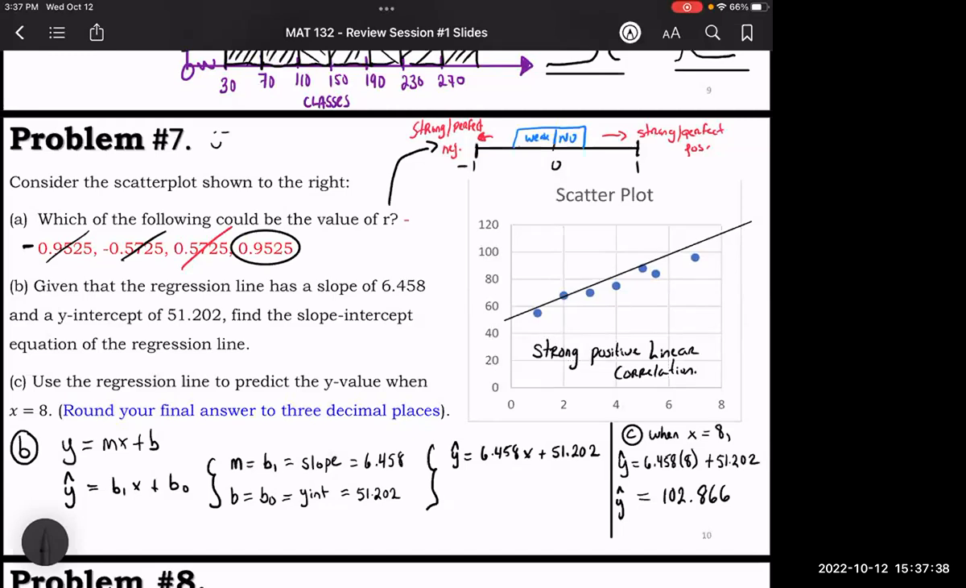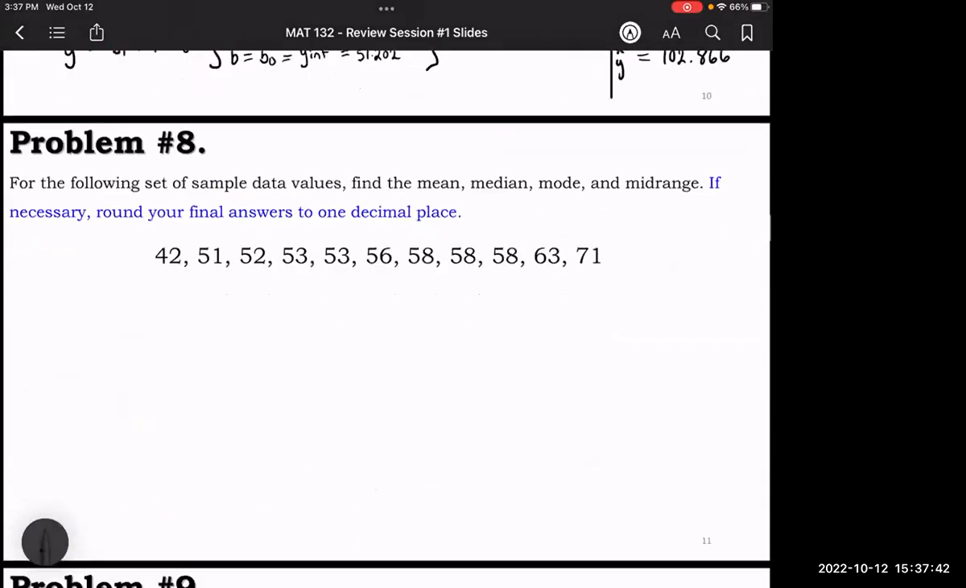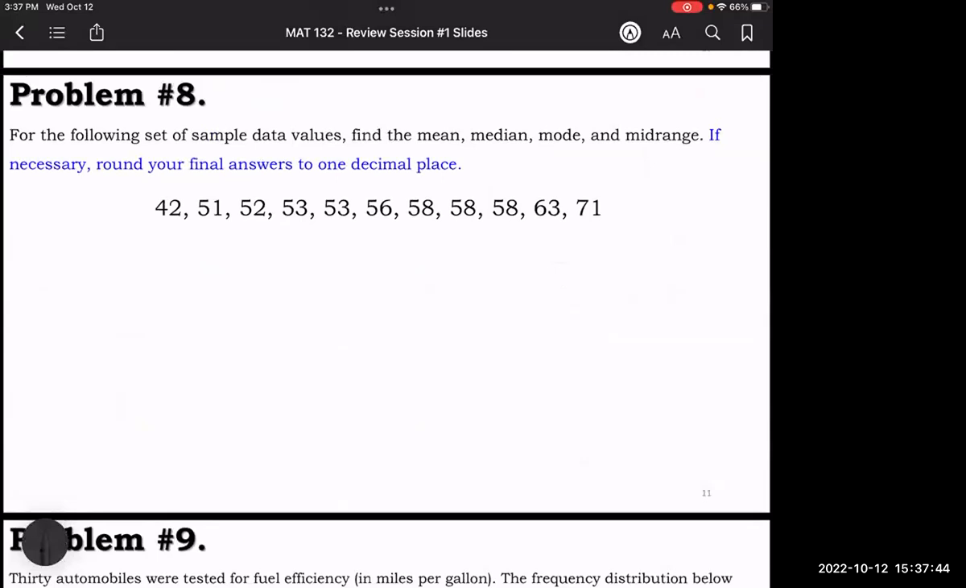All right, so that's problem 7. Let's go to problem number 8. Problem 8 states, for the following set of sample data values, find the mean, median, mode, and mid-range, and if necessary, round your final answer to 1 decimal place.